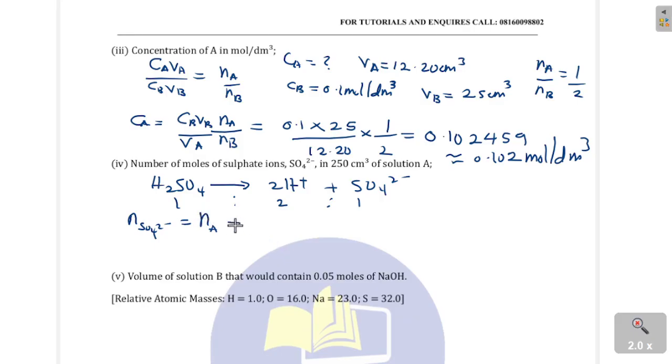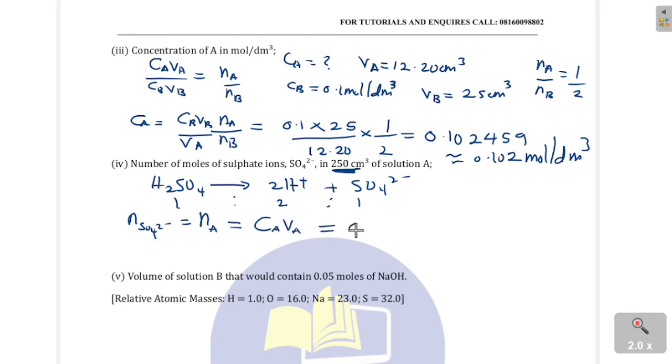So if you can calculate the number of moles of the acid, you automatically get the number of moles of SO4 2 minus. In a case where we are asked to calculate the number of moles of hydrogen, it is going to be double that of H2SO4, which is the acid. So number of moles is calculated by concentration times volume. But the volume we have here is not the titer value; it is the volume specified in the question.